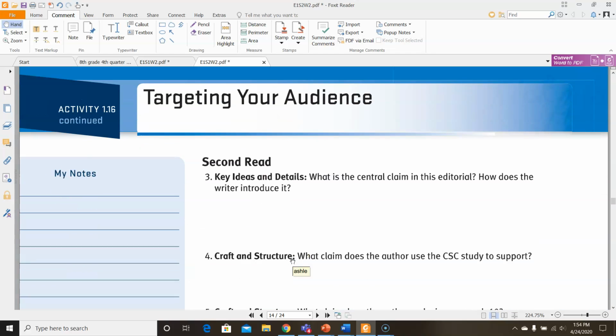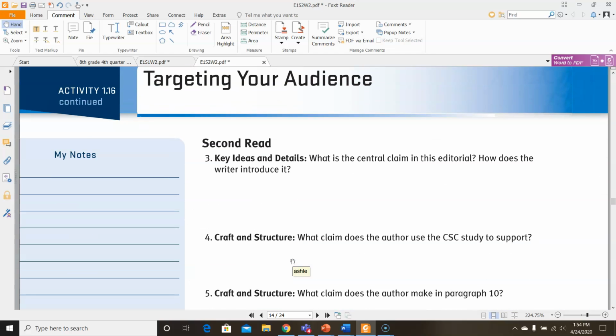So I'm going to go down to the questions. Number 3 says, what is the central claim in this editorial? How does the writer introduce it? So when you're reading this editorial, once you've read the whole thing, figure out what the central claim is. What is the main thing the writer wants the reader to understand? And then how does the writer introduce that claim?